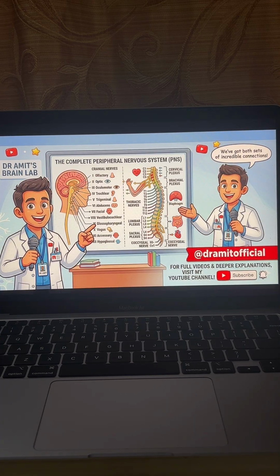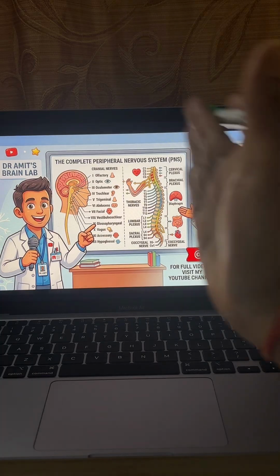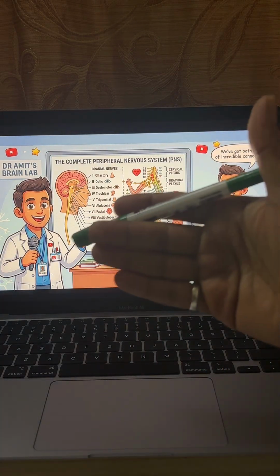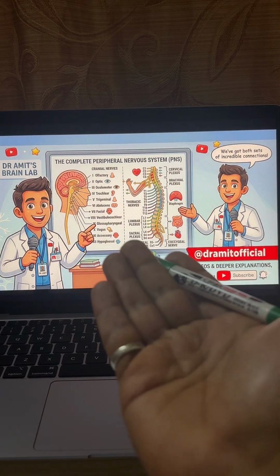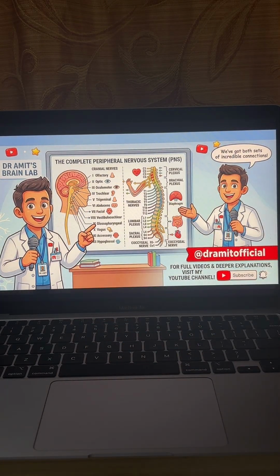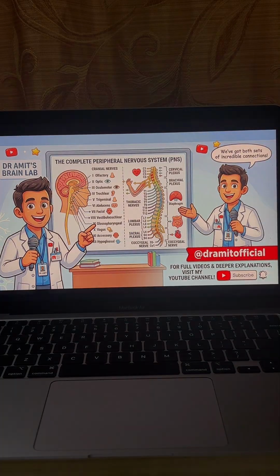Now we have talked about the different planes. In the sagittal plane, the body is divided into right and left. In the coronal plane, we divide the body into anterior and posterior, and in the transverse plane, we divide the body into upper and lower half. Then we talked about the forebrain, midbrain, and hindbrain, and different parts.